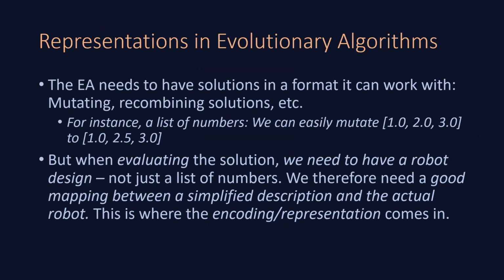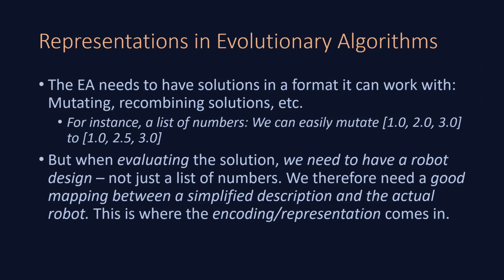To understand why we need to think about how to design a representation, we can think of it like this. Our evolutionary algorithm makes progress by taking some solution and making small changes to it over time. Therefore that solution has to be in a format that we can make small changes to, and that our evolutionary algorithm can adapt little by little. That often means that we try to represent things as some sort of list of numbers or list of other things that we can easily mutate and change. For example, if we have this list of numbers here, 1, 2, 3, we can easily mutate that to 1, 2.5, 3.